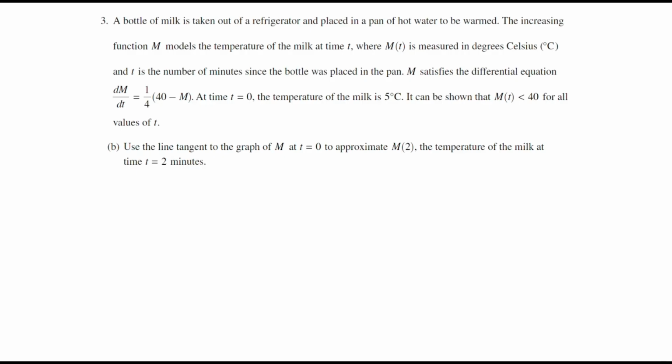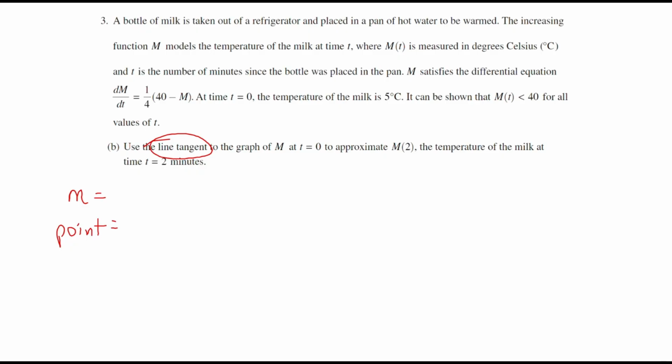For part B, we're going to use the line tangent to the graph of m at t equals 0 to approximate m of 2. So we're writing a tangent line equation here. Whenever we write a tangent line equation, we need to find both the slope and some point, right? We can't write the tangent line equation without a slope and a point.